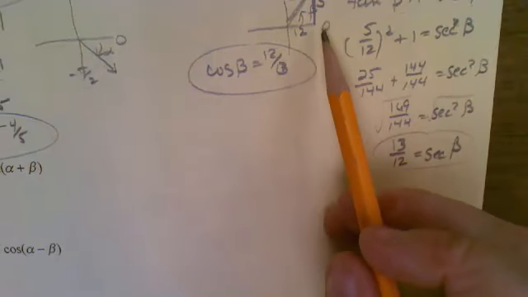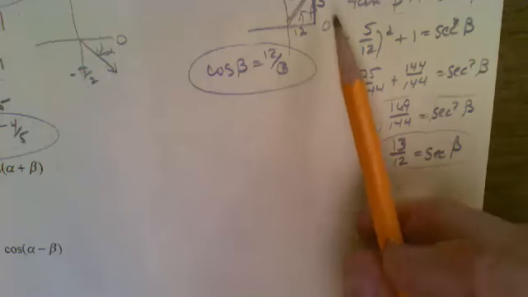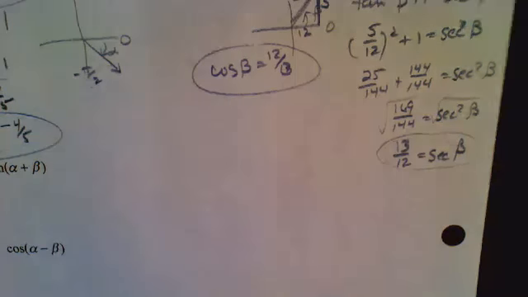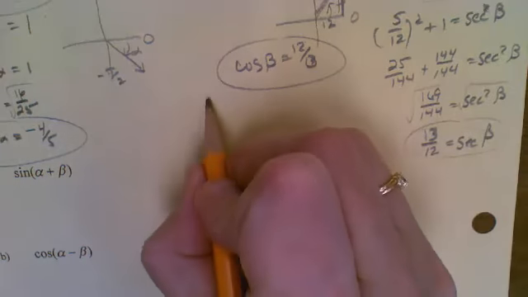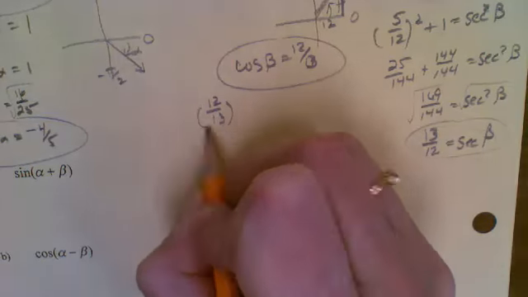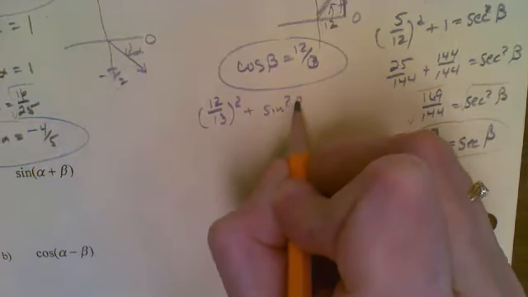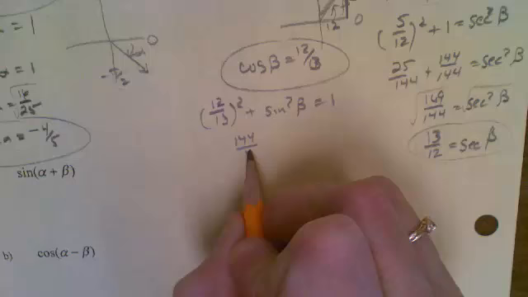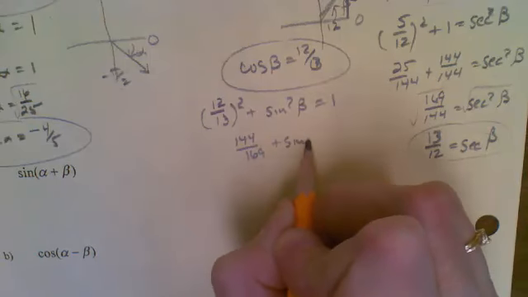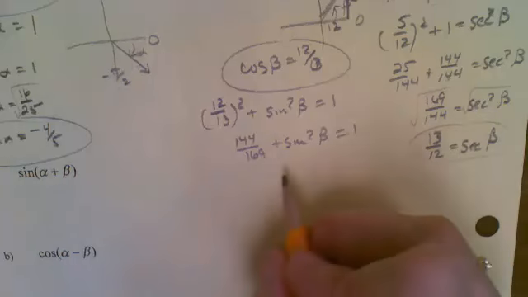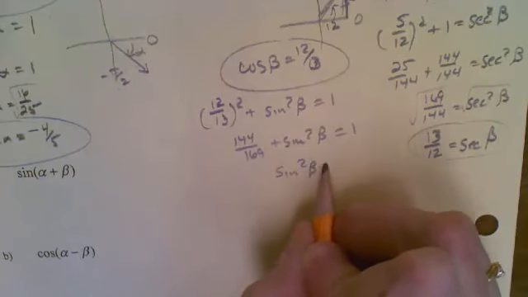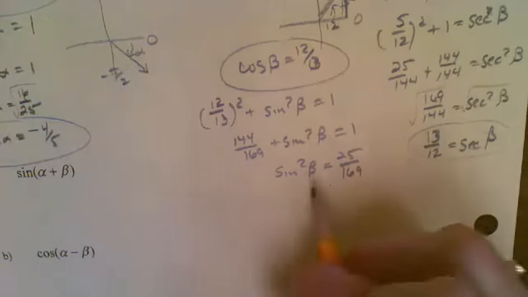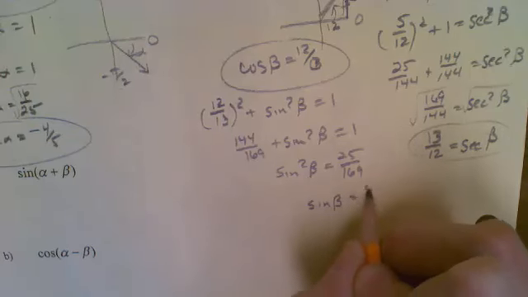And from my picture, I also know that if the cosine is 12/13, then the sine would be 5/13. If I didn't know that for sure, after I get the cosine, I'd have to say cosine squared plus sine squared equals 1, and solve for sine squared. I get 144 over 169. Subtract 144, I get 25 over 169. Take the square root. It's going to be positive, since it's in the first quadrant. So the sine of beta would be 5/13.